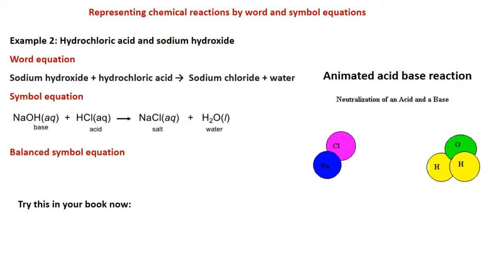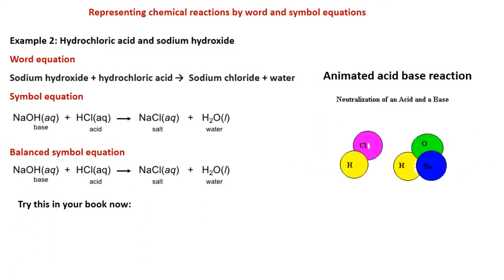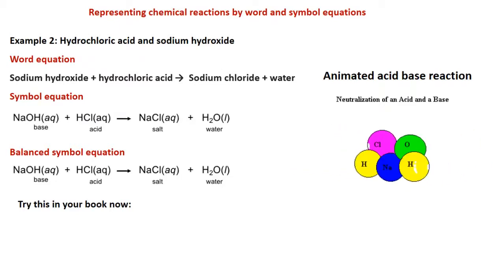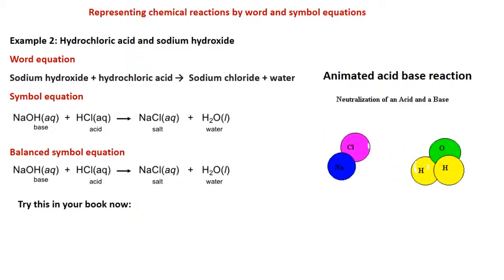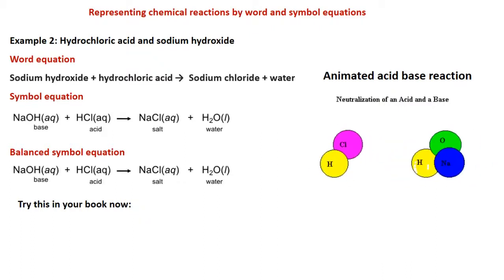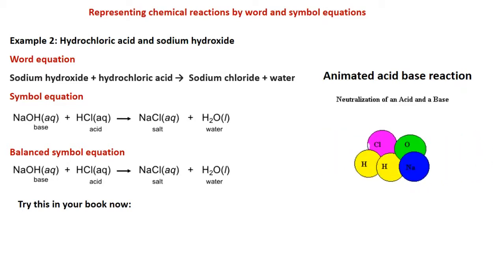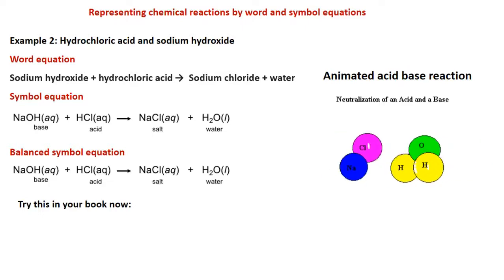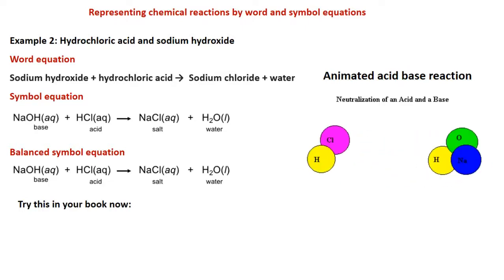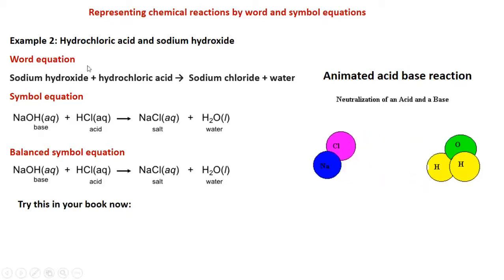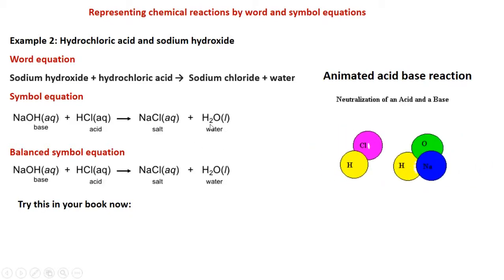If we want to balance this, let's see whether there's anything to balance. There's nothing to balance. Why? Because the number of atoms on the left-hand side is equal to the number of atoms on the right-hand side. Okay. So for example, if we pick up the number of hydrogen atoms on the left-hand side, there's one in sodium hydroxide and there's one in the acid. So there are 2 hydrogen atoms there. If you look on the right-hand side, water has 2 hydrogen atoms, and therefore we say that is balanced.